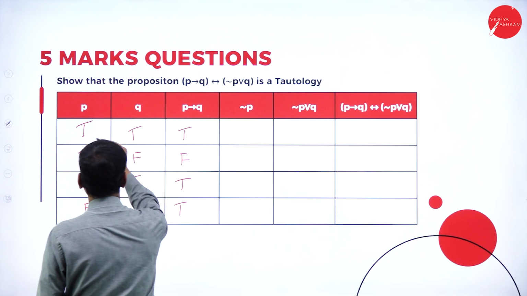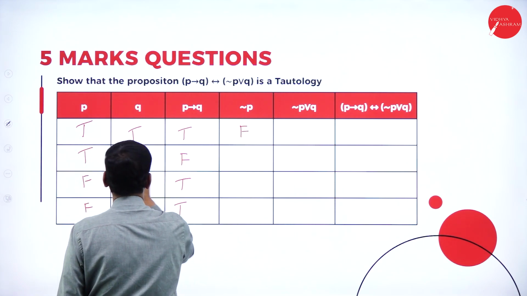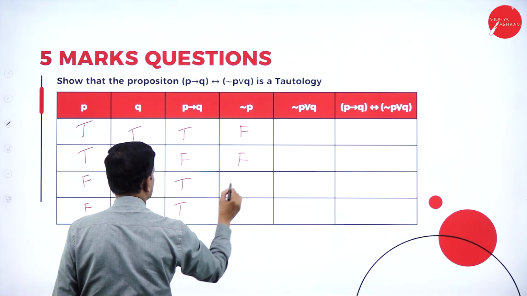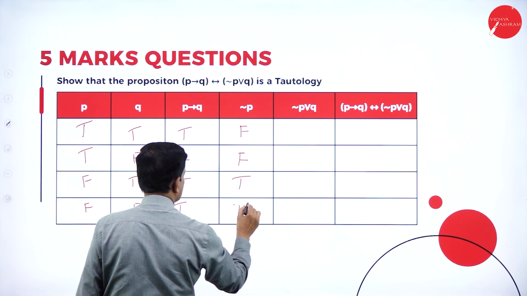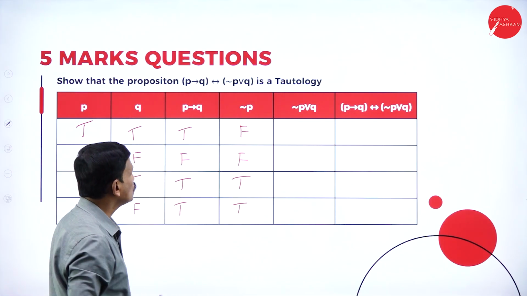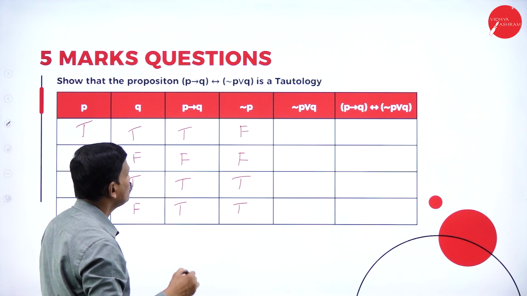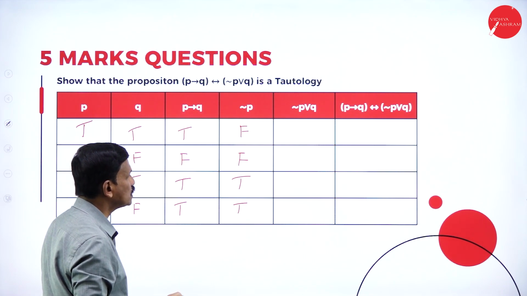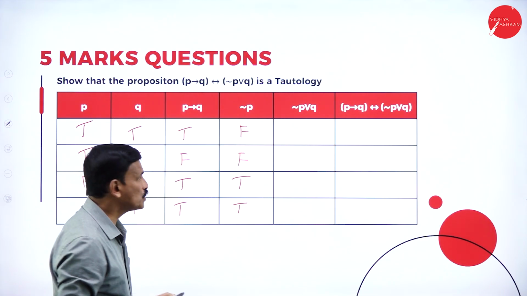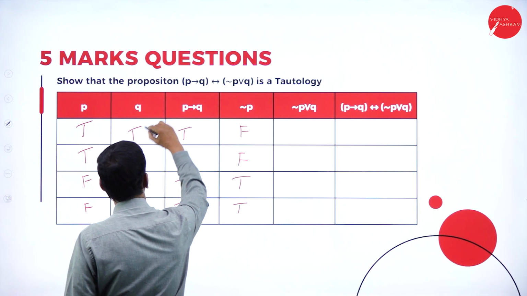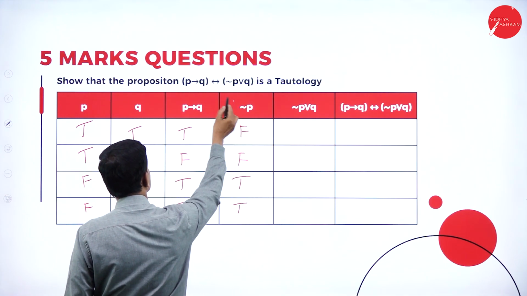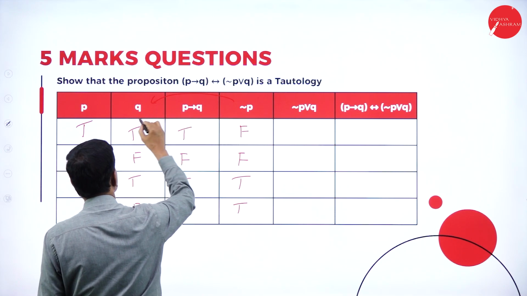Now negation of P. For T it is F, for T it is F, for F it is T, for F it is T. F, F, T, T. Then negation of P disjunction Q. So the disjunction for these two, that is negation P and Q.